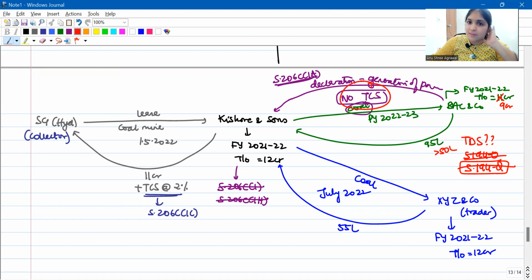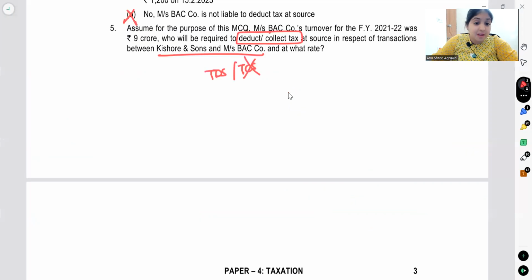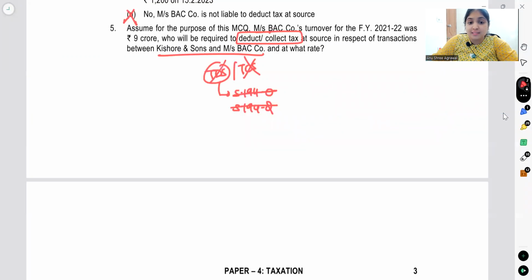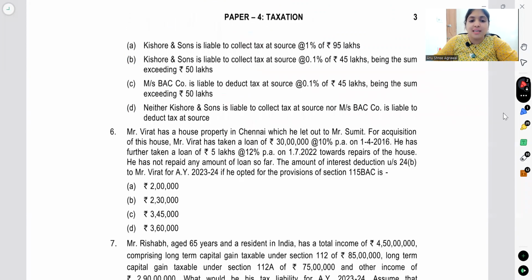Then how much TDS, how much TCS, what will happen? See, no TCS we have anyways concluded. So TCS will anyways not apply because 206C(1A) declaration is there. So no TCS at all. Only thing we are left with is TDS. Under TDS, only two sections are possible for goods, 194O or 194Q. 194O is not applicable because there is no e-commerce. 194Q will also not be applicable because the preceding previous year turnover of the buyer is less than 10 crore. So no TDS, no TCS, nothing. Neither Kishore and Sons is liable to collect tax, nor BAC and Co is liable to deduct tax.